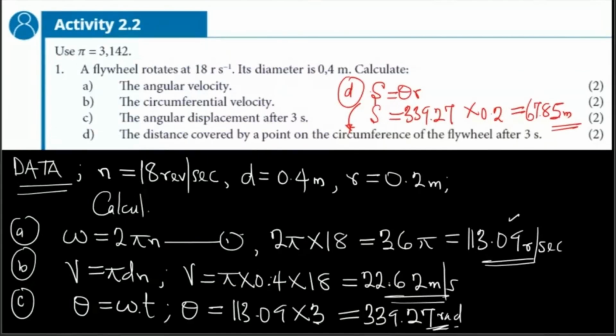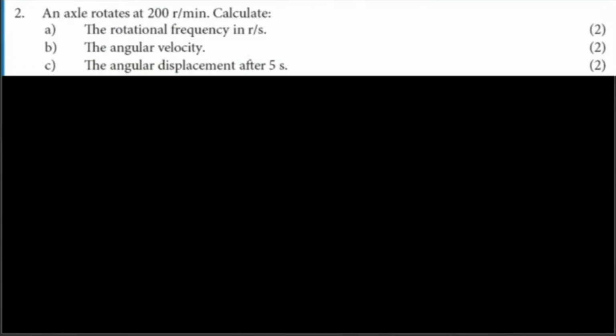Let's look at a more challenging question. An axle. I think I've seen this question before, I don't know which year, I normally use this axle, not sure whether 2018 or 2019. An axle rotates at 200 revolutions per minute. Like I said, the first thing I want to see is your data. So you can write the capital N as 200 rev per minute.